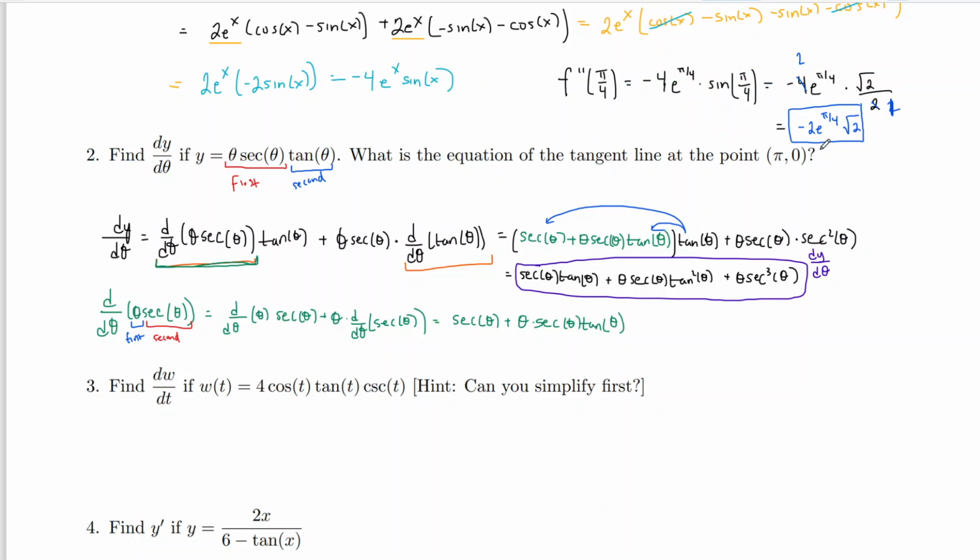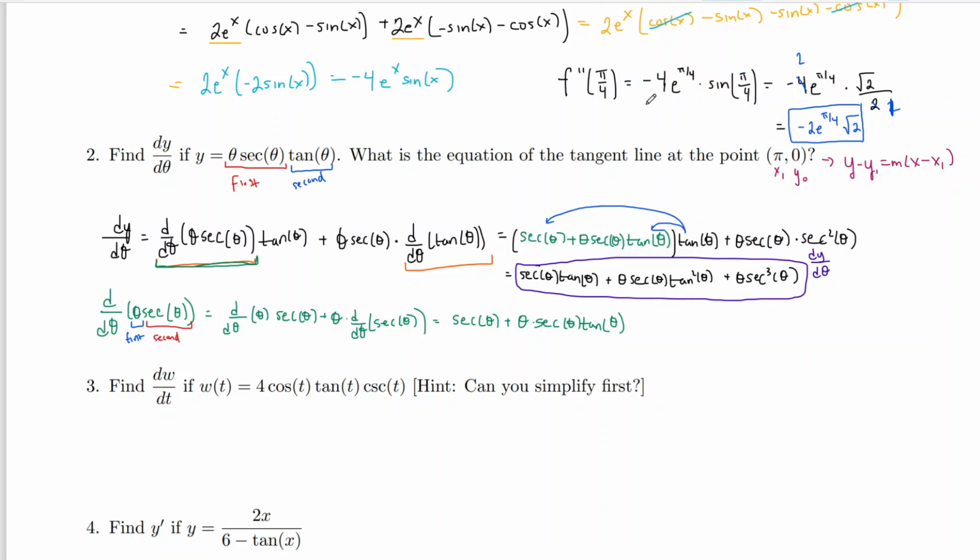Remember, to find the equation of a tangent line, we use point slope form. y minus y1 equals m times x minus x1. x1 is pi and y1 is 0. Now, what is m? m is going to be gotten by taking the derivative that we just figured out and plugging in pi. This seems like it's going to be a nightmare, but if you remember some stuff, it's not too bad at all.